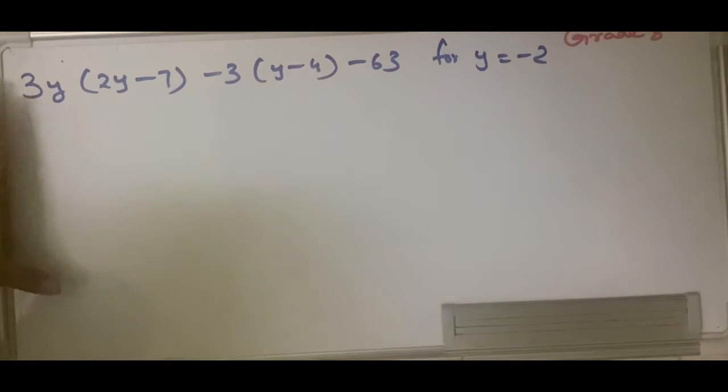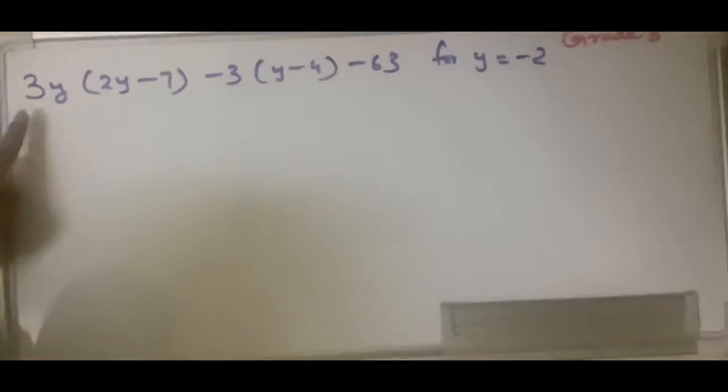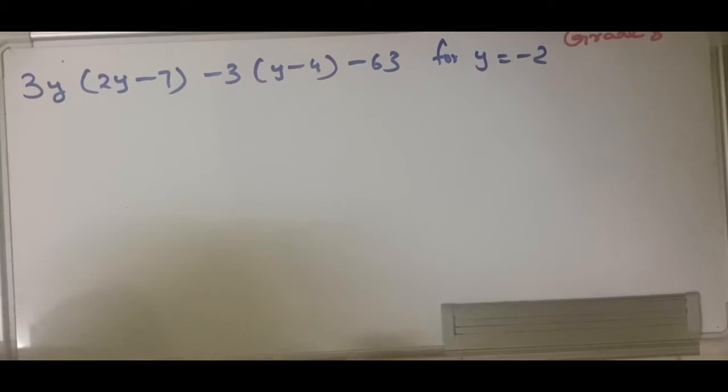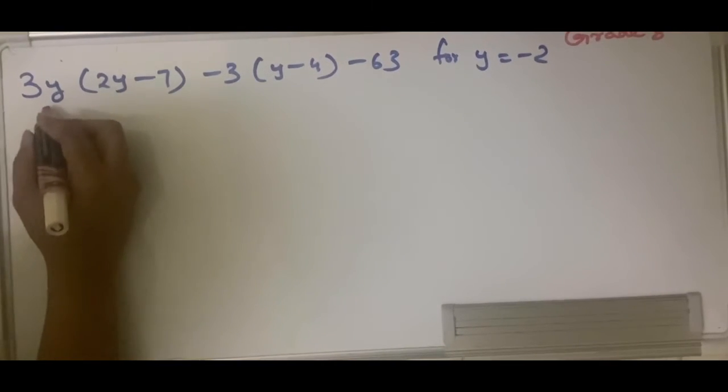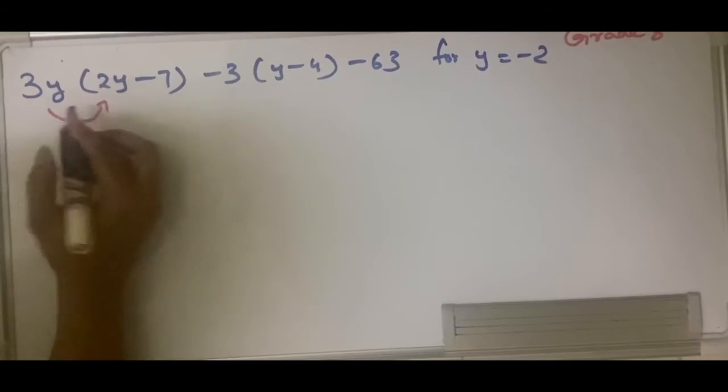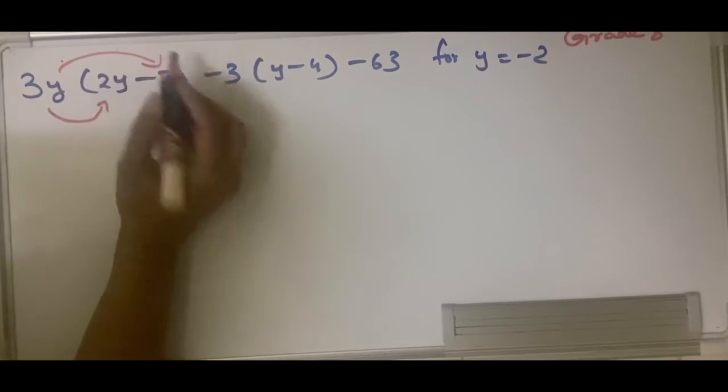So this given question is also the same model. We have to simplify this equation further. Later we have to evaluate using the value of y given to us. So let's first try simplifying this equation. So you do the same thing. 3y, when you are solving, you multiply first with 2y then with minus 7.